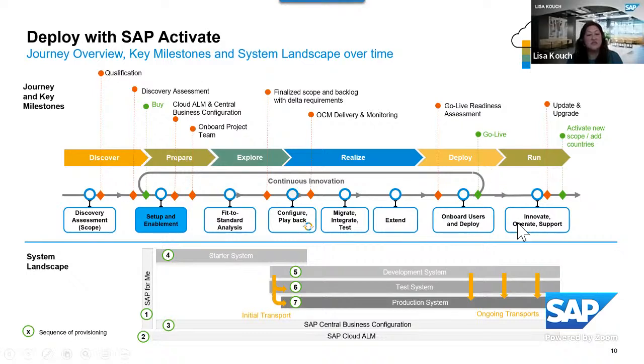One of the key areas with a 3-system landscape, as you can see indicated in the bottom graph here, is that you do have multiple systems. You have the starter system, a development system, a test system, and a production system. In addition, we would use SAP products such as SAP Central Business Configuration, as well as SAP Cloud ALM, which is what Jan just showed you. As we go through the roadmap, I'll show you some key documents that will help you become familiar with all of those activities, as well as that landscape.